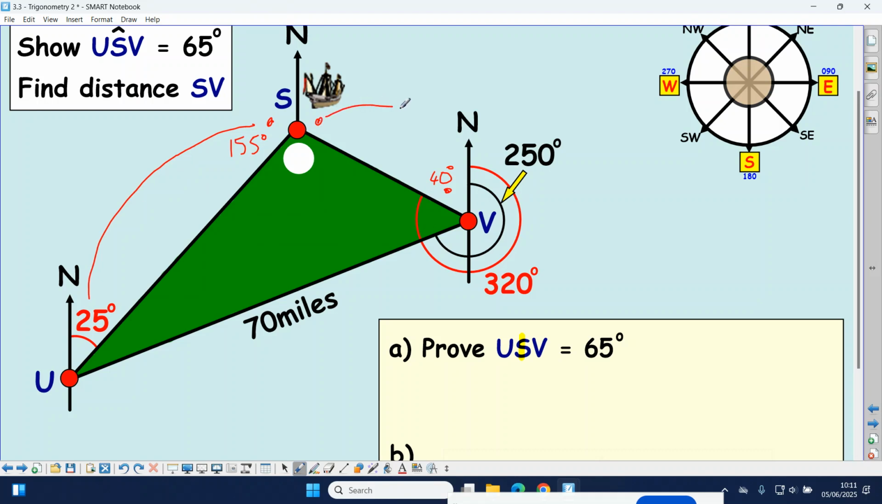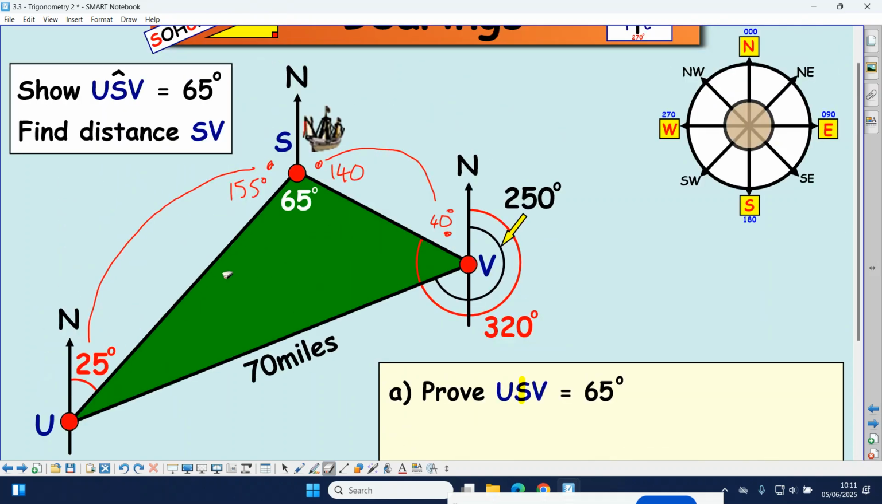Now we're in the same position as this. If I know that these two add up to 180, that becomes 140. And then finally, if you add these two together, you're going to get 295, take away from 360, and you've worked that angle out. So no real trigonometry there, but just angle facts to help us get to the 65 degrees.